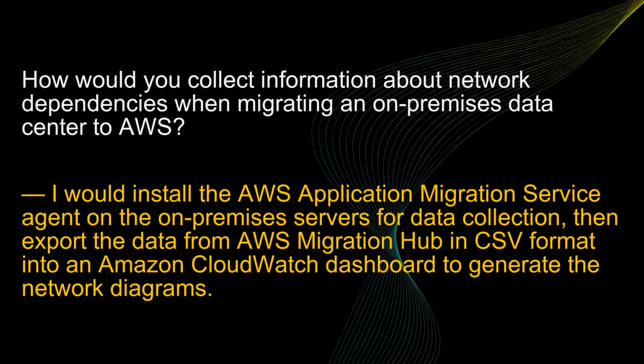How would you collect information about network dependencies when migrating an on-premises data center to AWS? I would install the AWS Application Migration Service agent on the on-premises servers for data collection. Then export the data from AWS Migration Hub in CSV format into an Amazon CloudWatch dashboard to generate the network diagrams.